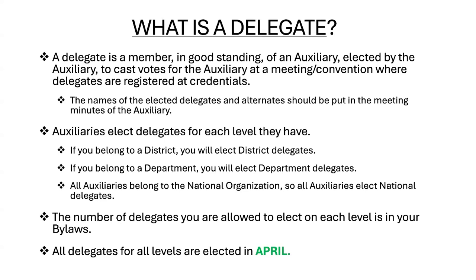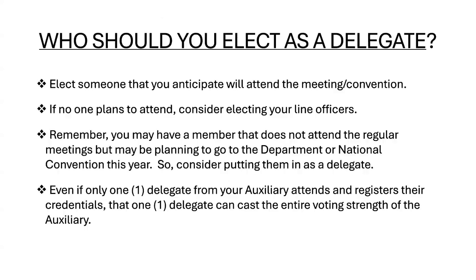Auxiliaries elect delegates for each level they have. If you belong to a district, you will elect district delegates. If you belong to a department, you will elect department delegates. All auxiliaries belong to the national organization, so all auxiliaries elect national delegates. The number of delegates you are allowed to elect on each level is in your bylaws. All delegates for all levels are elected in April.